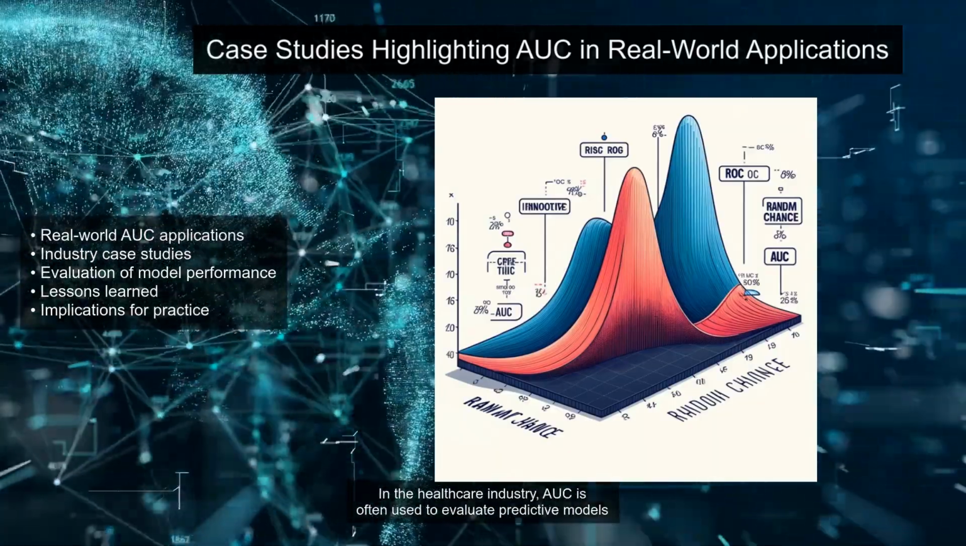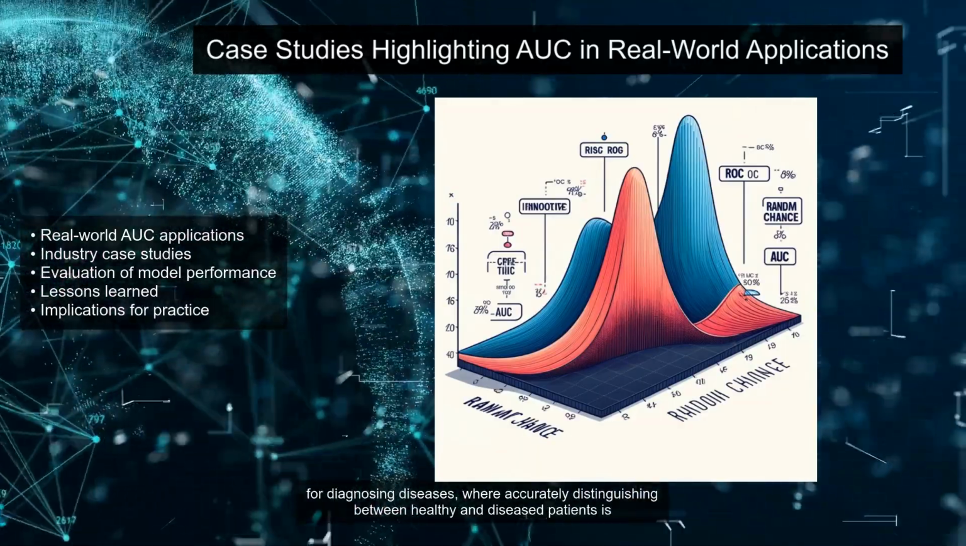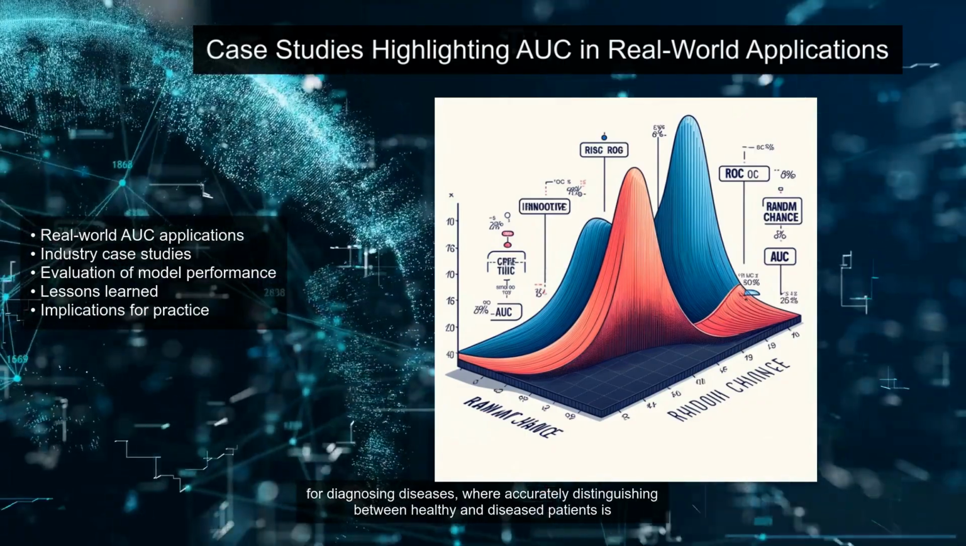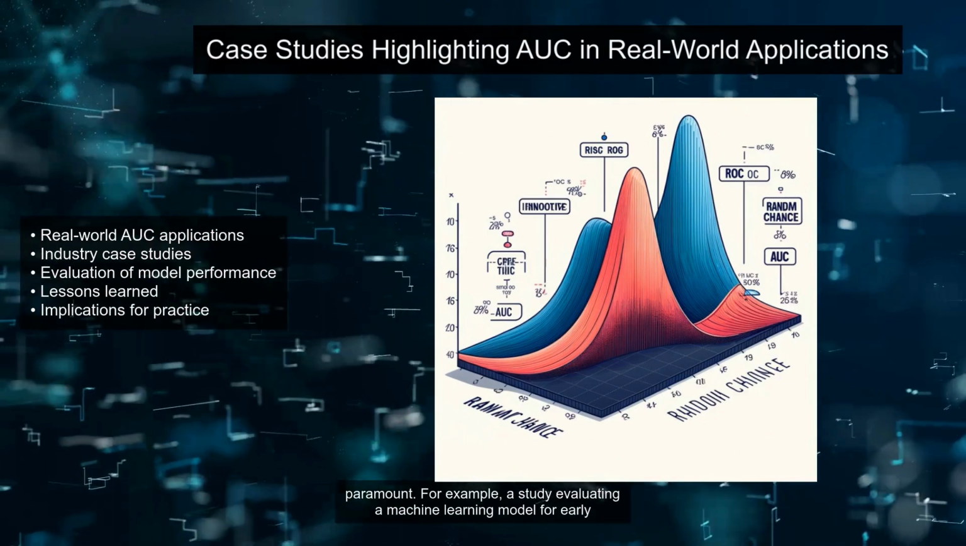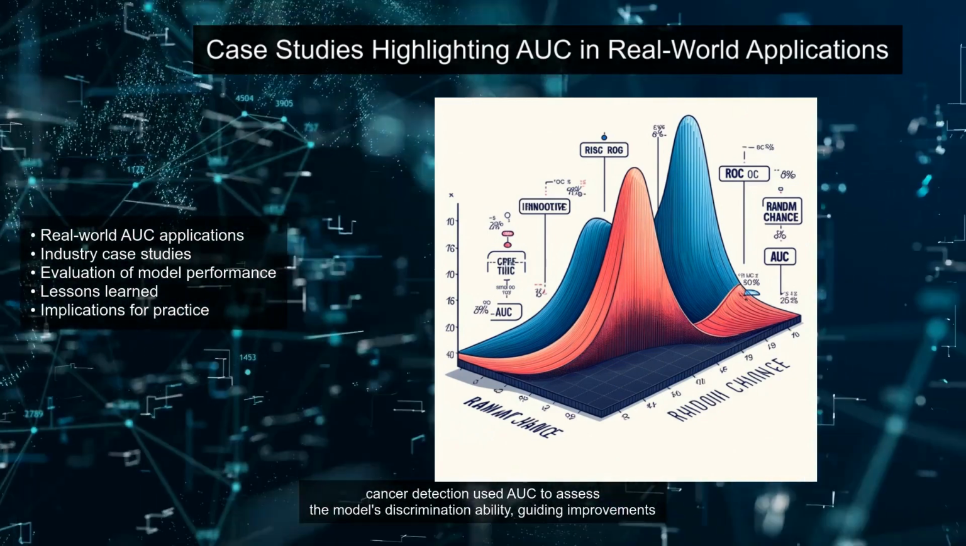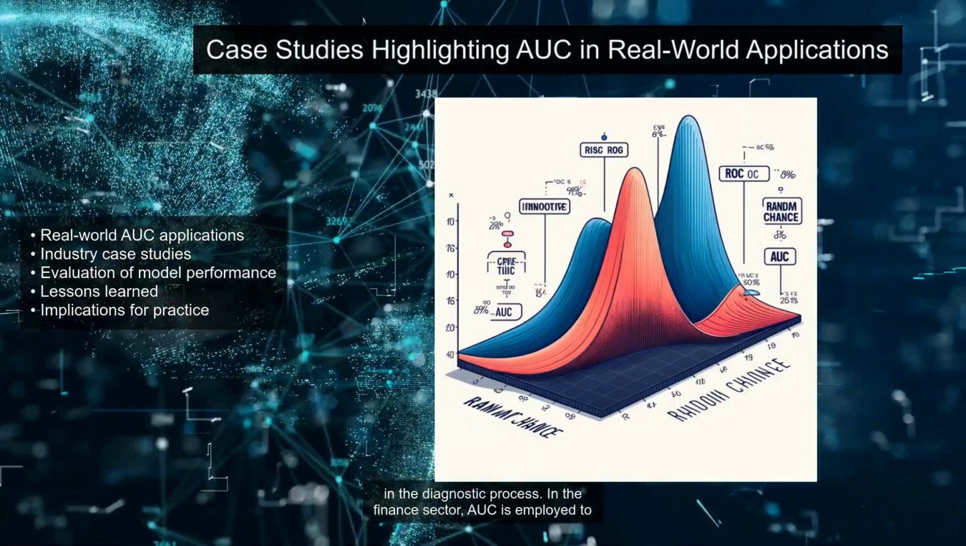In the healthcare industry, AUC is often used to evaluate predictive models for diagnosing diseases, where accurately distinguishing between healthy and diseased patients is paramount. For example, a study evaluating a machine learning model for early cancer detection used AUC to assess the model's discrimination ability, guiding improvements in the diagnostic process.